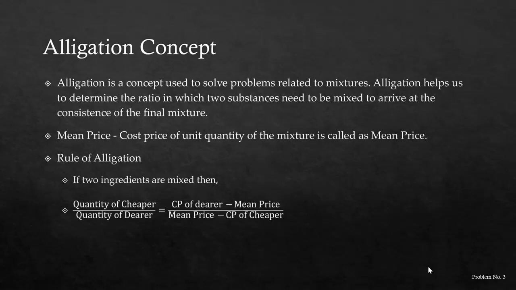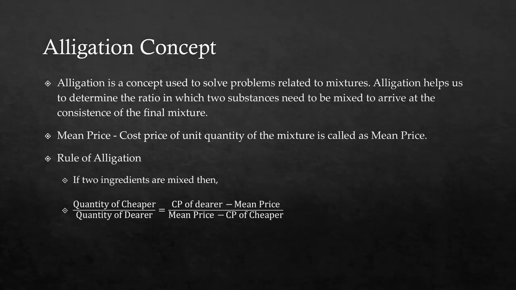Alligation is a concept used to solve problems related to mixtures. Alligations help us to determine the ratio in which two substances need to be mixed to arrive at the consistency of the final mixture. In alligation, the concept of mean price is used. Now, what do you mean by mean price? Mean price is actually the cost price of the unit quantity of the mixture.